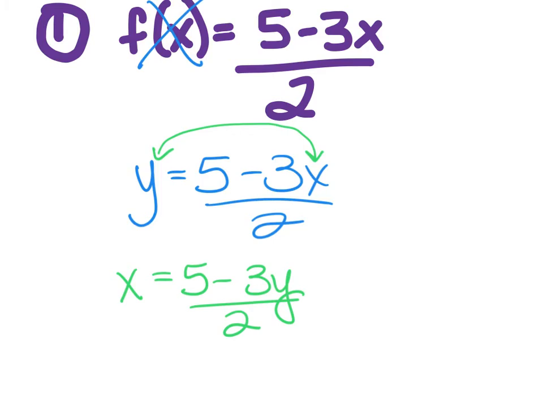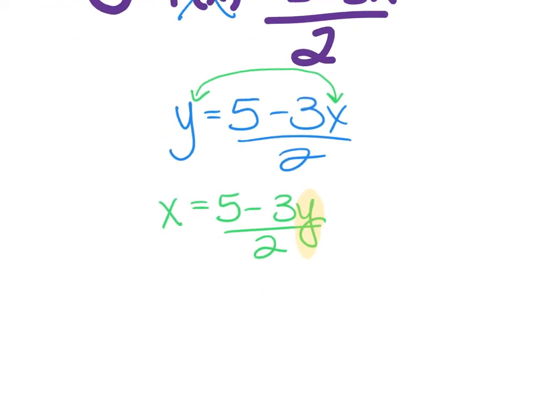And now that we have our new equation set up, we're going to solve for y. If you skip that step of switching x and y, you will never get the inverse correct. Inverses are opposites. They switch. X and y switch spots. So it is super important that you do that first step. Once you do that, let's solve.